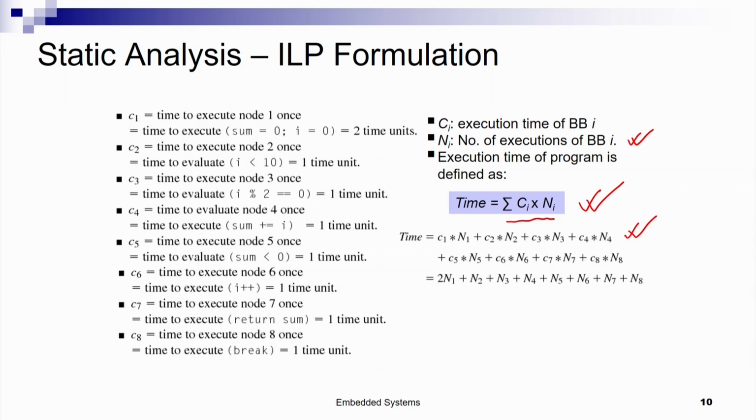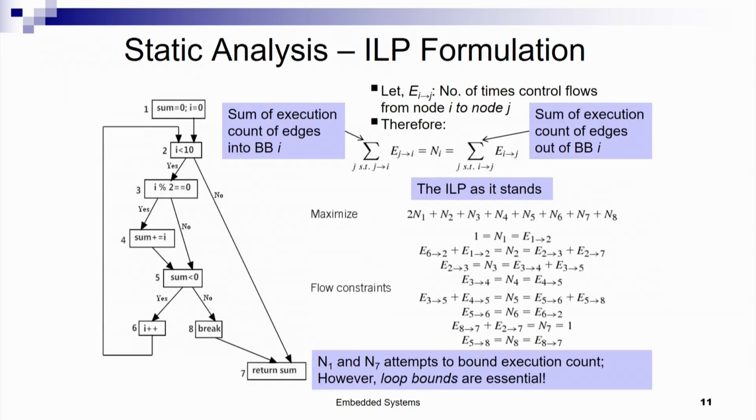For our specific case, for our CFG, C1 takes 2 units of time. So, C1 is 2 and all other C_i are 1. This expression gives us the total time that will be taken by the program, and this becomes the objective function in our ILP. The worst case execution time for the program will be the one which maximizes this value. So, we maximize 2 n1 plus n2 plus n3 up to n8, the maximum value that is possible.